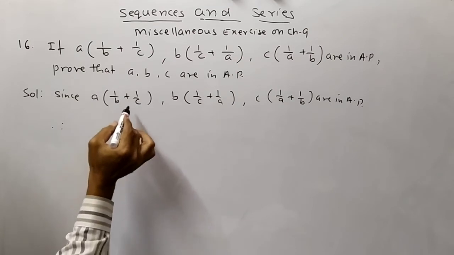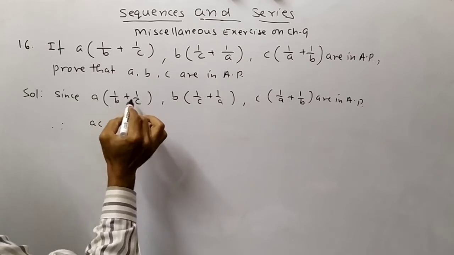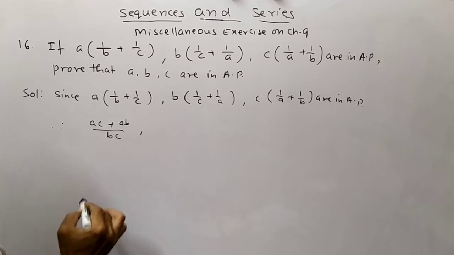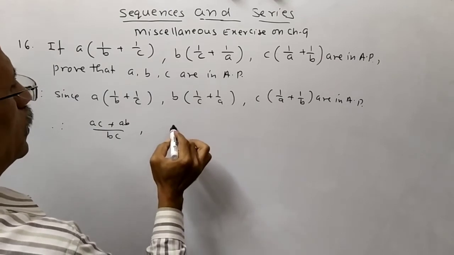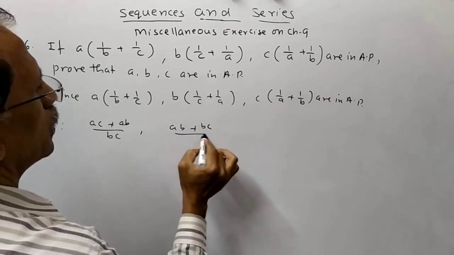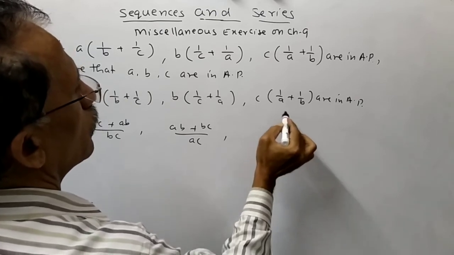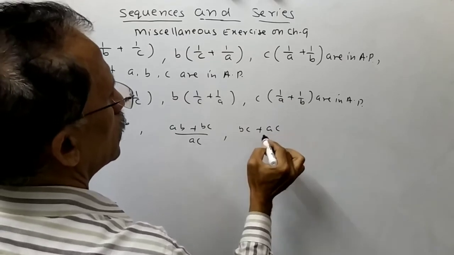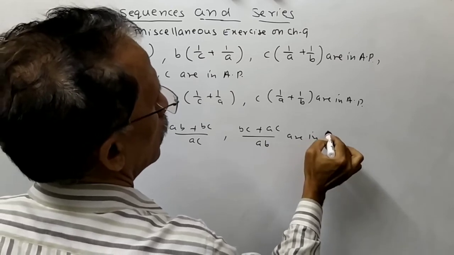Therefore, (AC plus AB) divided by BC, (AB plus BC) divided by AC, (BC plus AC) divided by AB are in AP.